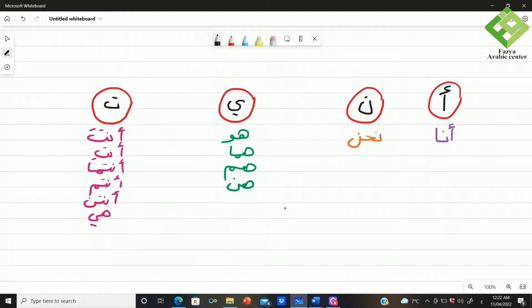Now, the present tense, as we said, all the 12 conjugation forms have to start with one of those four letters, either the alif, the noon, the ya, or the ta. And these are called حروف المضارعة. حروف المضارعة is the group of letters that has to appear at the beginning of any present tense.